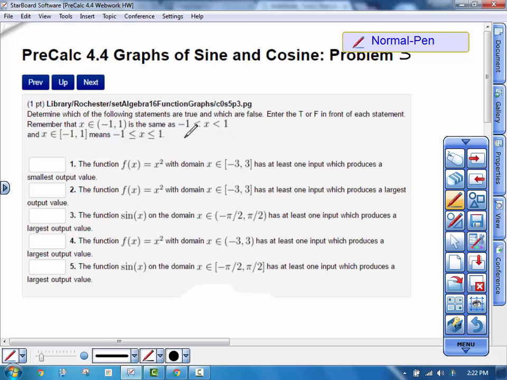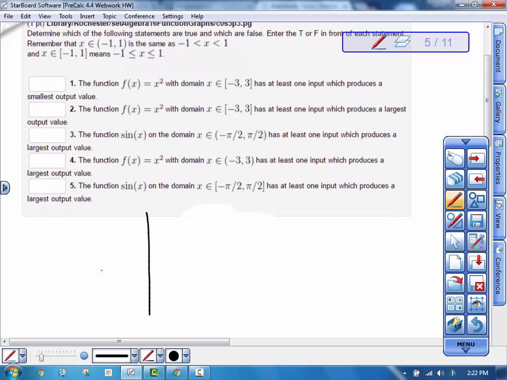Okay, the next problem says the function y equals x squared with the domain, so we're only looking at the values from -3 to 3, which we know what this thing looks like. It's a parabola. But we're only looking at these values, so we're only concerned about from here to here. Has at least one input which produces the smallest output value. Yeah, right here. That input produces the smallest output value. That's there, so that's true.